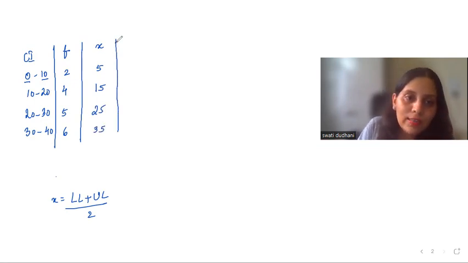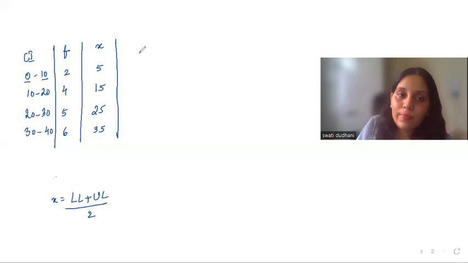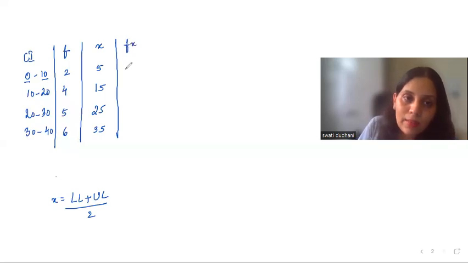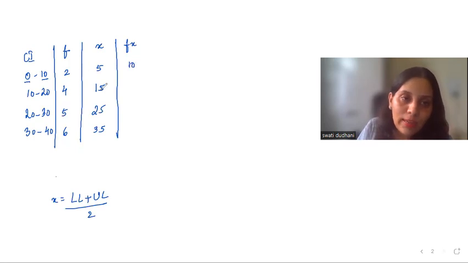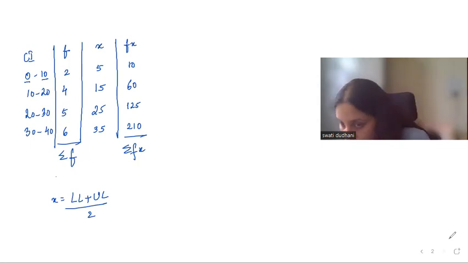After x, then what do we have? We'll find fx. fx is the multiplication of f and x. 2 into 5 is 10. 4 into 15 is 60. 5 into 25 is 125. 6 into 35 is 210. So basically, this is sigma f and this is sigma fx.